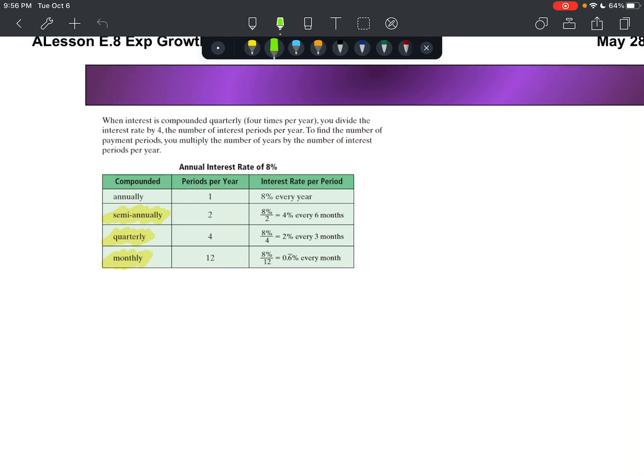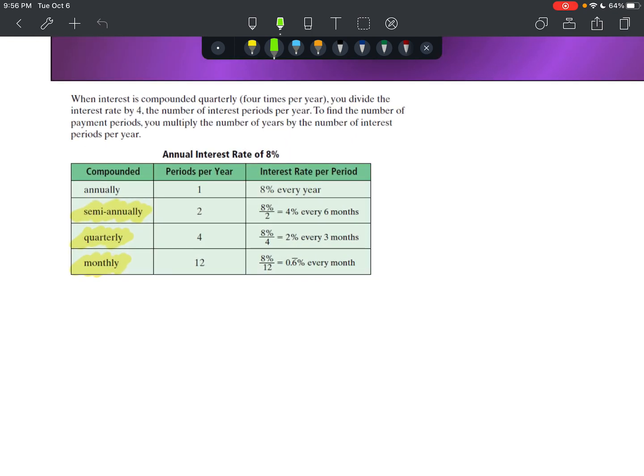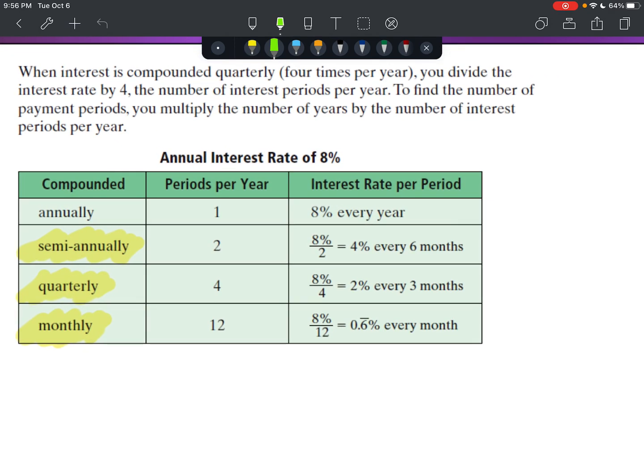So when interest is compounded quarterly, that's 4 times a year, you need to divide that interest rate by 4. If you're going to compound monthly, you're going to divide that interest rate by 12. So here's a little table that shows you. If we are compounding our interest annually, we're going to take that annual interest rate, so 0.08, and divide it by 1, which is the same thing as just 0.08.